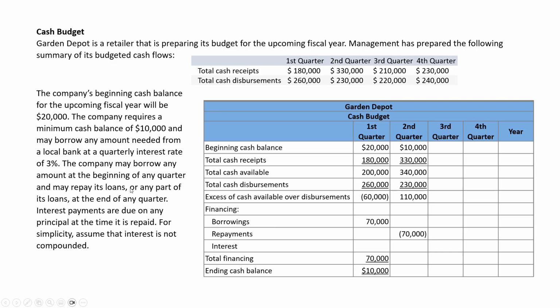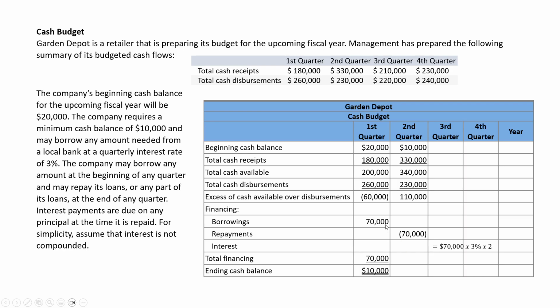I want to note that we don't know exactly when this full $110,000 excess is going to come through. We borrowed the $70,000 at the beginning of the first quarter because we knew we were going to have a shortfall. We're going to repay the $70,000 because we have more than enough available cash here at the end of the second quarter. Why am I stressing that? Because that's going to affect the interest.